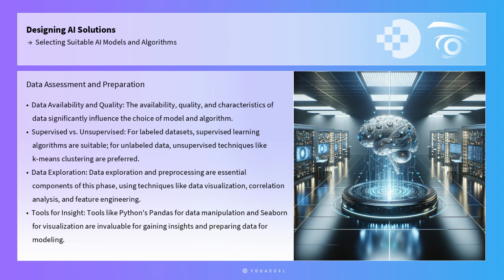Techniques like data visualization, correlation analysis, and feature engineering are critical for uncovering patterns and relationships within the data, which inform model selection. Tools like Python's pandas for data manipulation and Seaborn for visualization are invaluable in this context, allowing professionals to gain insights into the data and prepare it for modeling.